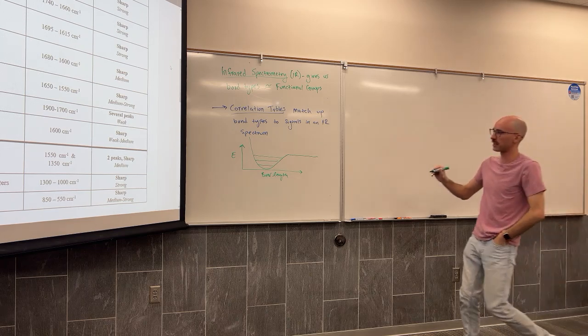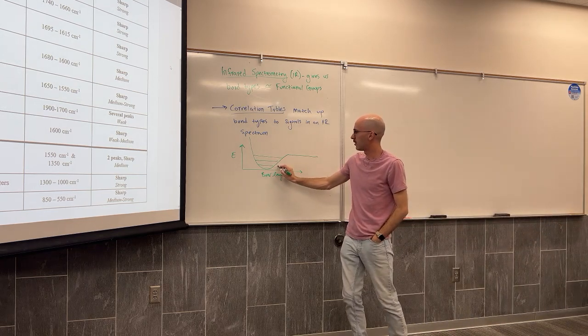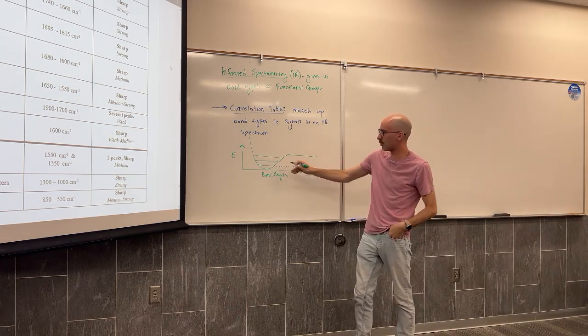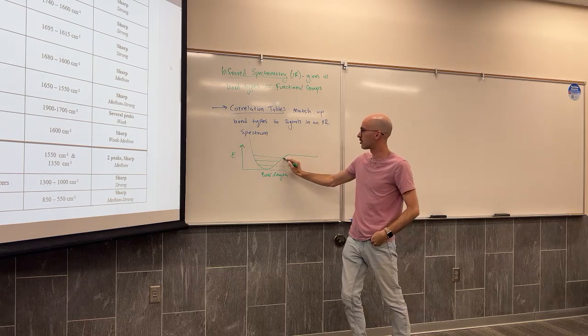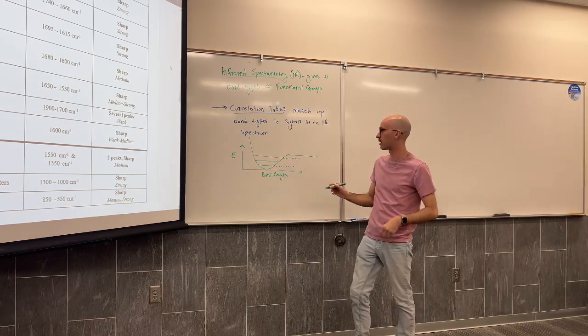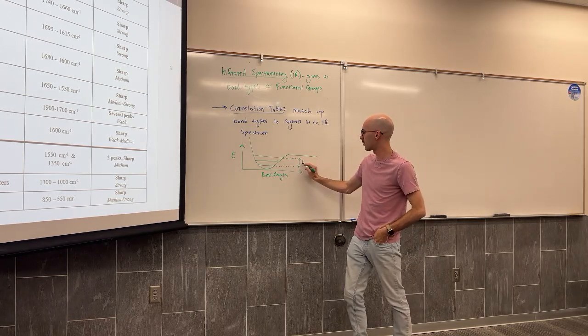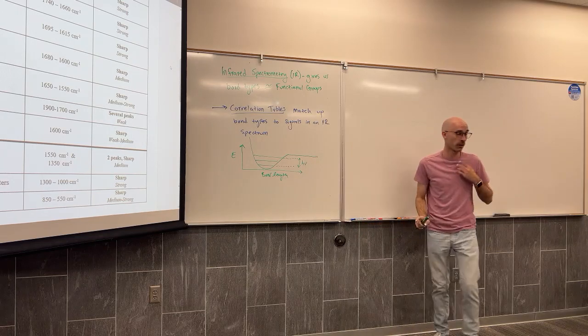So the difference in energy, say from this more stable, shorter vibration to this higher energy vibration, that is the wavelength of light that we're looking for.